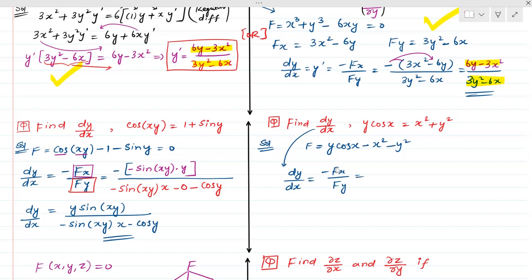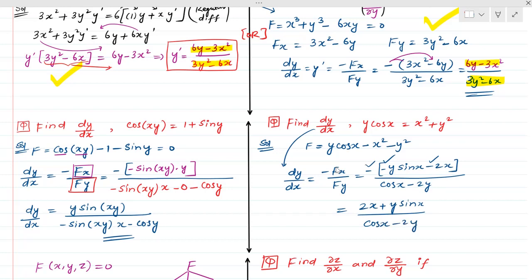So what is it here? Minus fx over fy. When you differentiate with respect to x, y is a constant: minus y sine x, minus 2x. With respect to y it becomes 1, cosine x, minus 2y. When you multiply this minus and this minus, it becomes plus. So you will get 2x plus y sine x over cosine x minus 2y. This is the final answer.